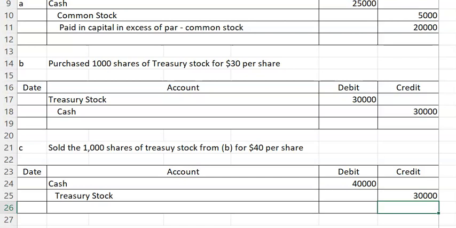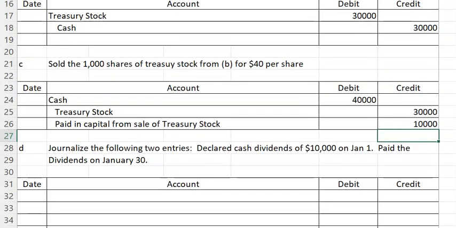Okay, so that's 30,000. And the difference between what we got and what we originally paid for this treasury stock is going to be called paid in capital from sale of treasury stock. And that's 40 minus 30, which is going to be 10,000. And that's how we do treasury stock.